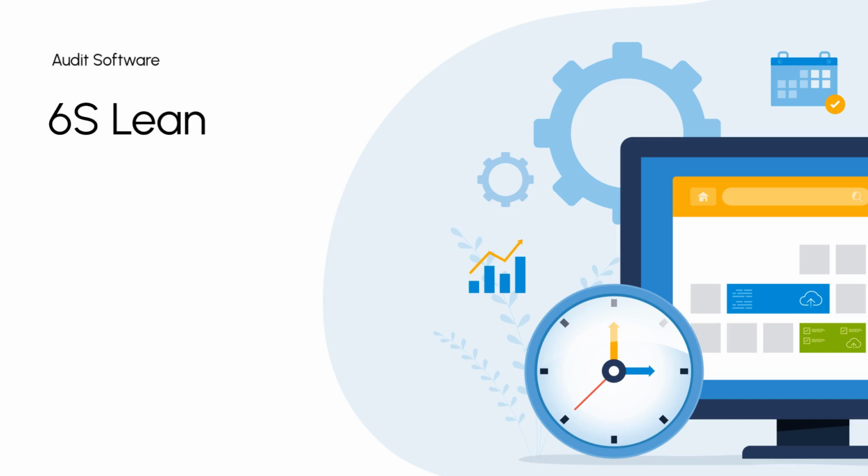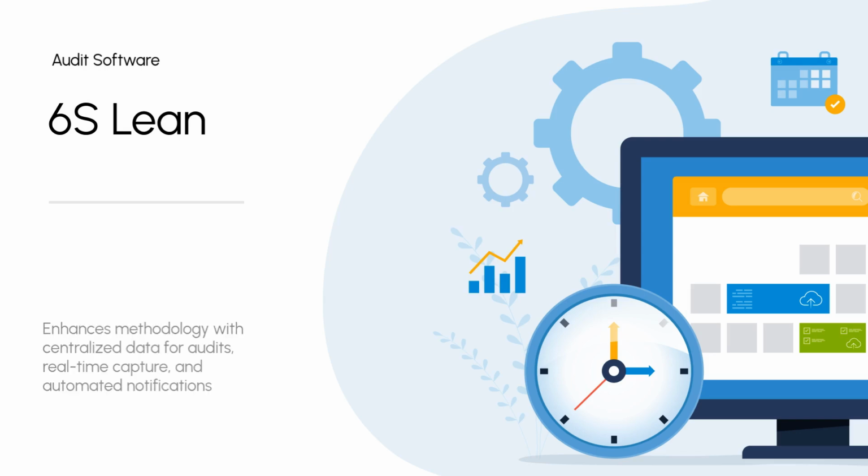6S Lean Audit software enhances methodology effectiveness. Centralized data management stores all audit-related information. Real-time data capture speeds up reporting with mobile capabilities. Standardized audit procedures ensure consistent, accurate audits. Automated notifications keep scheduling and follow-up actions timely.